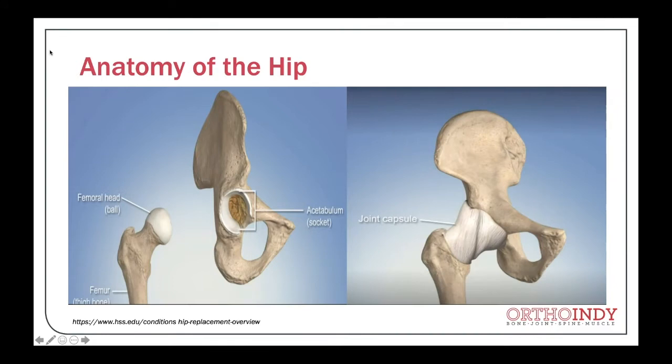Surrounding the hip and containing the hip joint are strong bands of tissue called ligaments, which make up the joint capsule that you can see on the right side of this image, which connects the ball to the socket and provides stability to the joint.